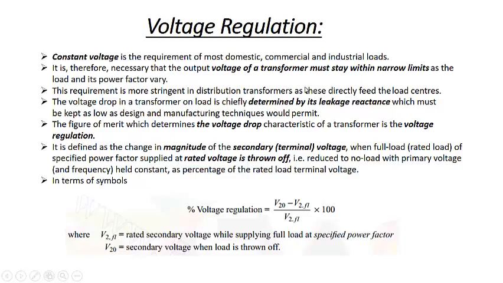Even if there is some voltage variation in the power transformer, there is no problem because they are far away from the load center. They do not feed directly to the load. But in case of distribution transformers, this has to be kept in mind while designing, that the voltage variation of the transformer should remain within narrow limits. The voltage drop in a transformer on load is chiefly determined by the leakage reactance, as we have already discussed, which must be kept as low as design and manufacturing technique would permit. We need to keep it as low as possible. We cannot eliminate it, that is obvious, but we need to keep it very small.